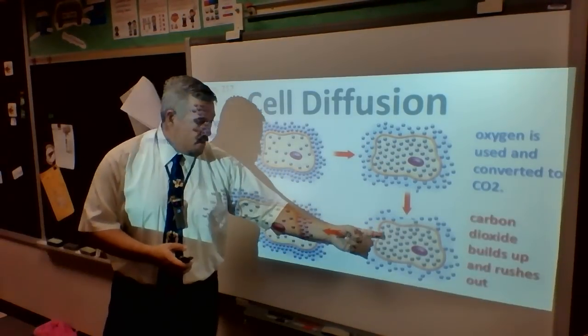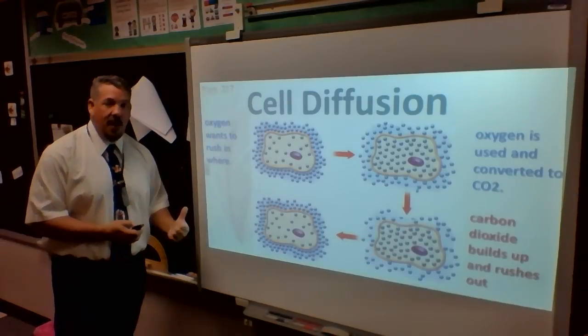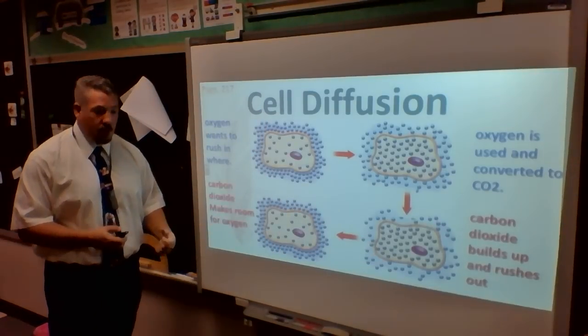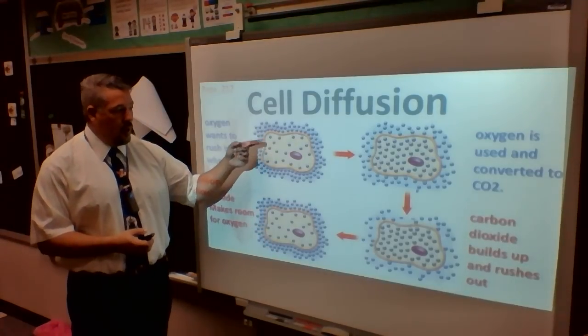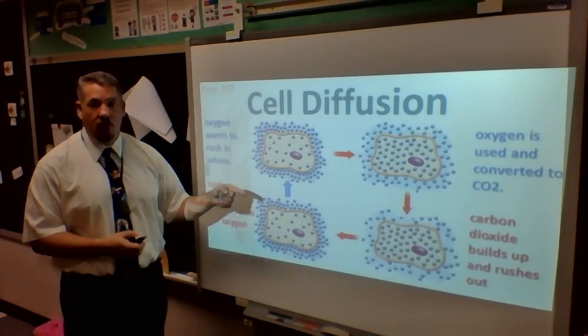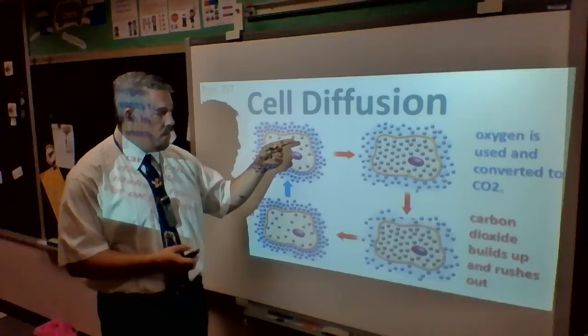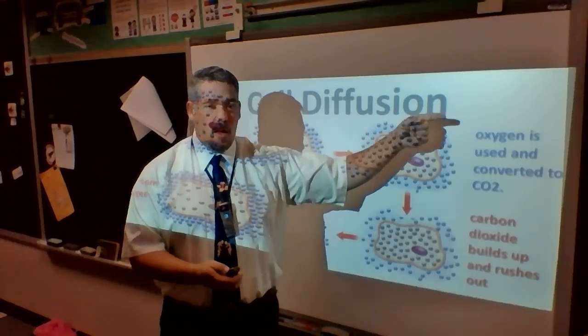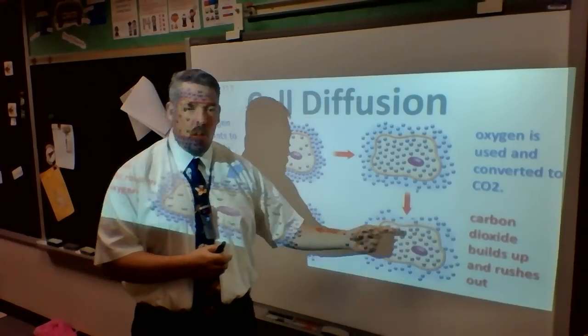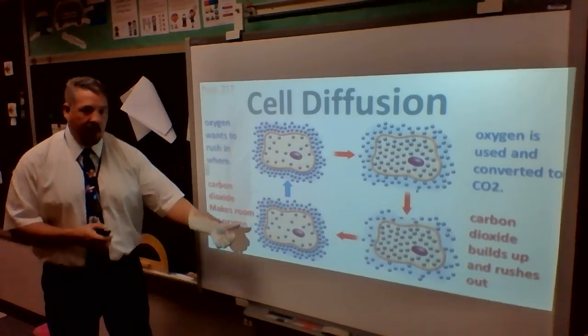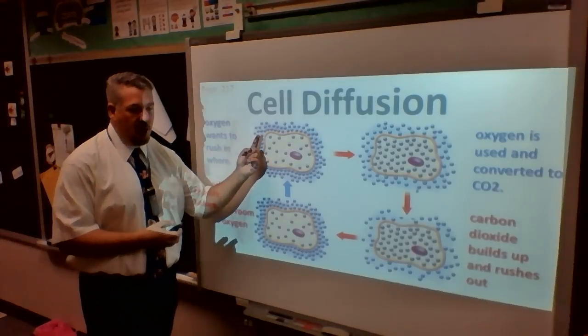When the carbon dioxide builds up, it's got to exit out of the cell. When the carbon dioxide exits the cell, I've got room. If I have room, I just continue the loop. If there's room, oxygen comes in, it's converted to sugar and carbon dioxide. The carbon dioxide's built up, it wants to go out, it leaves, which allows the oxygen to come in.